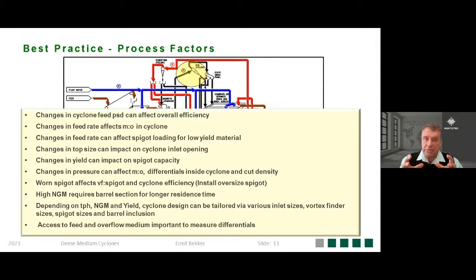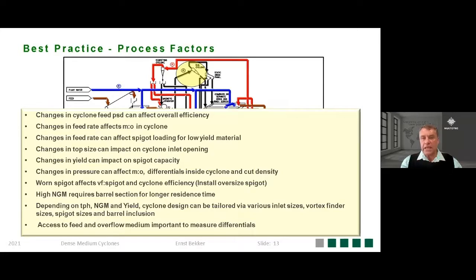As the spigot becomes bigger, the efficiency starts to drop off. You can install oversized spigots. We'll talk about that later in this presentation, what exactly that is. So there are ways of making sure that you don't have to run your spigot for too long. High near gravity material, again, that's the material that sits around the cut point of the cyclone, requires more retention time.